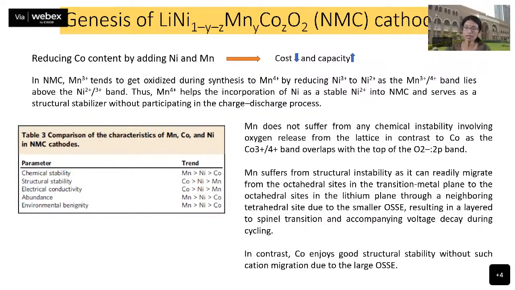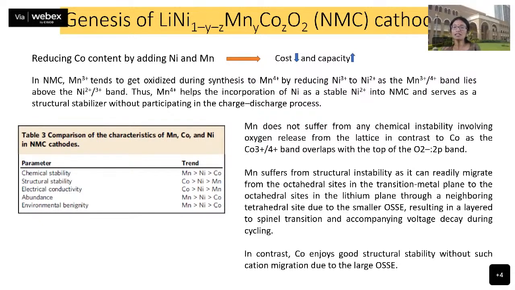Now, if you look into the recent research happening in cathode materials, more and more emphasis is towards using NMC cathodes. What is an NMC cathode? Basically, it has cobalt, it has manganese, and it also has some nickel added to it. Apart from cobalt, we already know why. But why are nickel and manganese added? In NMC, if you add a little manganese, it tends to get oxidized during synthesis to Mn4+, and if you have some nickel added to it, then that Ni3+ automatically gets converted to Ni2+.